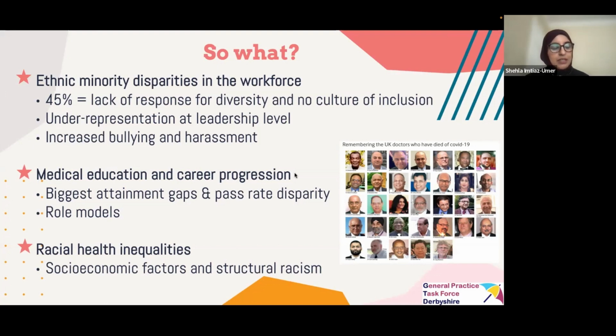And that really then raises the question of actually why were these ethnic minority workforce colleagues more likely to die in COVID rather than their white colleagues? And one of the reasonings for that we have to accept is that there are structural inequalities within the workforce that meant that our colleagues were more likely to die based on their ethnic origin.